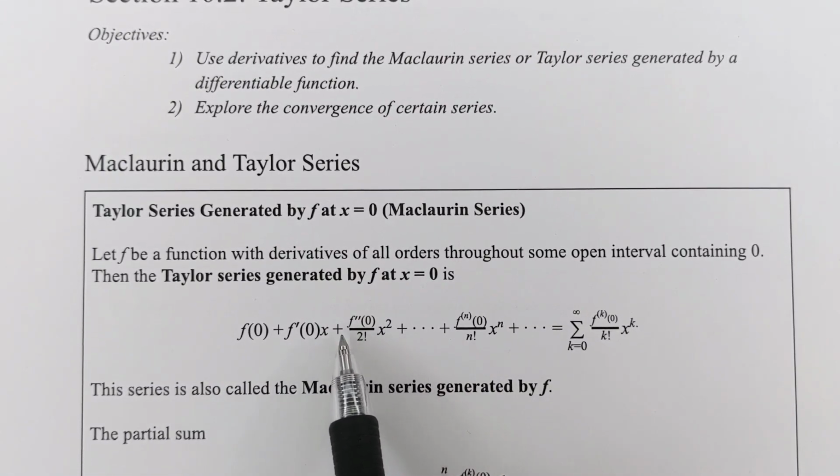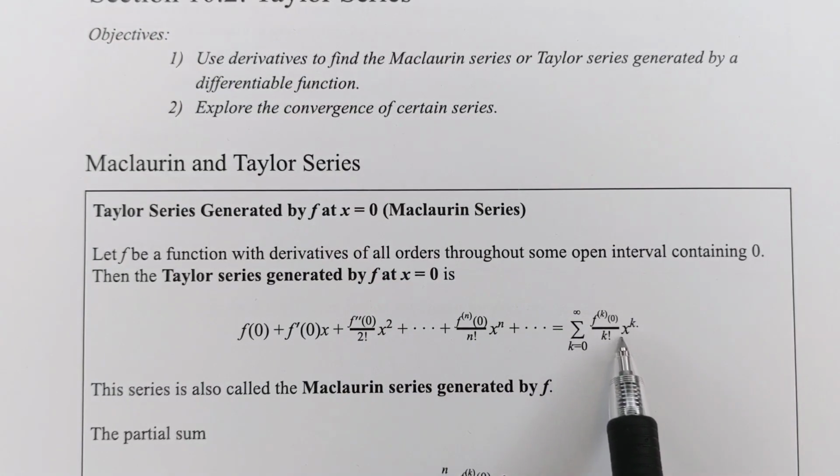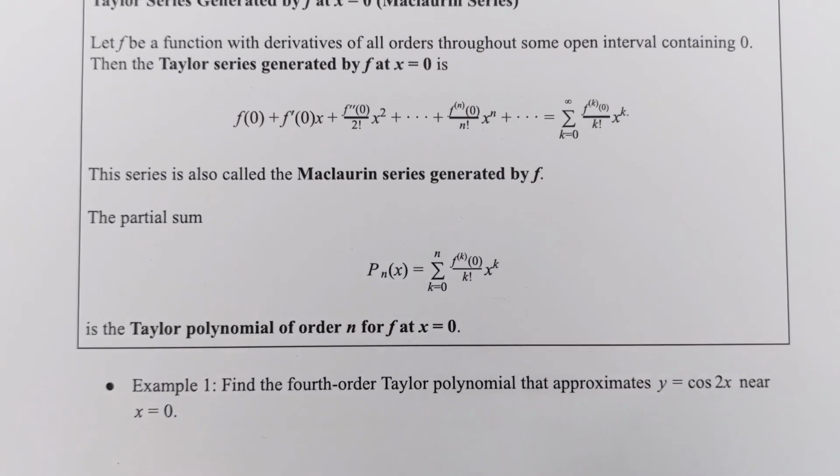So you count up the x's: derivative 0, second derivative over 2 factorial. So you have your derivative over the corresponding factorial, and so on and so forth, until you get however many terms you need. So fourth order would mean we're going to end at x to the fourth.